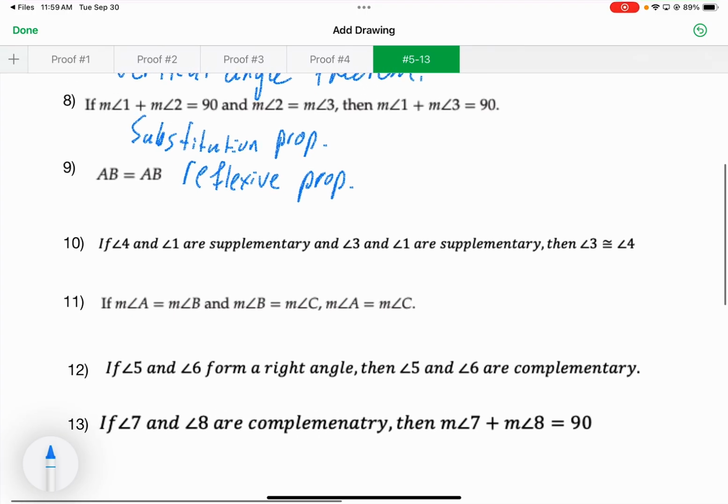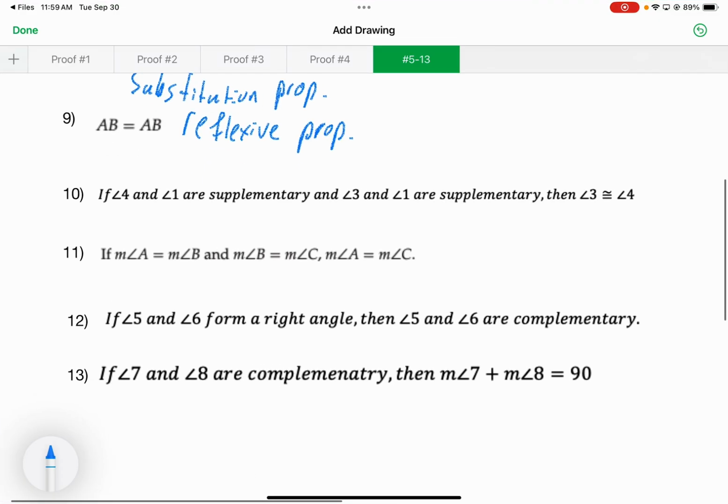Like I said, it's easy to get caught up in being right angles or complementary angles. Okay, number 9, those two things being equal to each other reflects a property. We talked about that. Okay, number 10, if 4 and 1 are supplementary and 3 and 1 are supplementary, then 3 is congruent to 4.